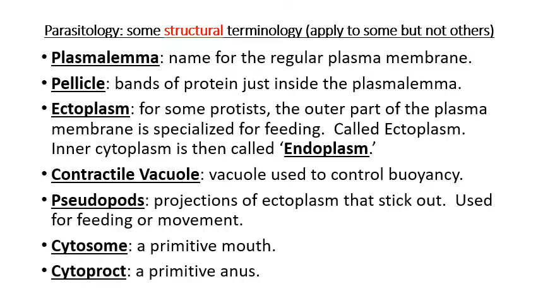All right, some structural terminology that we need to become familiar with. The term plasma lamella usually refers to the regular plasma membrane of certain protists, and I'll show you which ones in a minute. The word pellicle refers to bands of protein that are found just underneath the plasma lamella, if we're talking about a protist that has a plasma lamella.